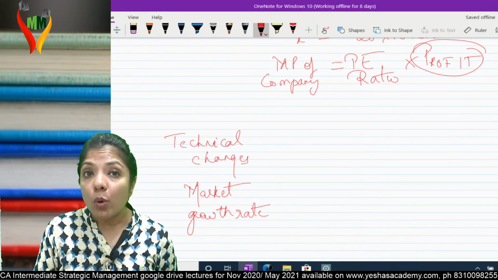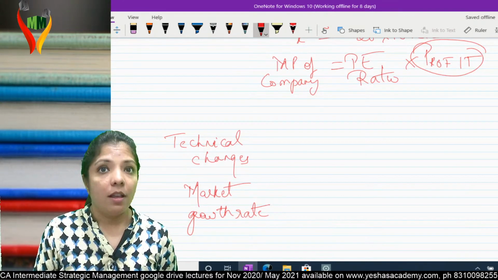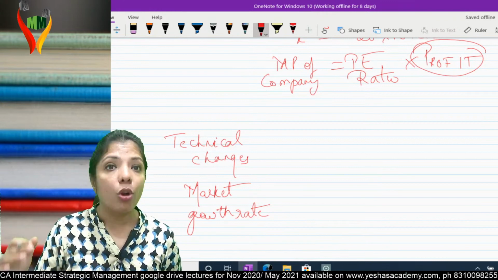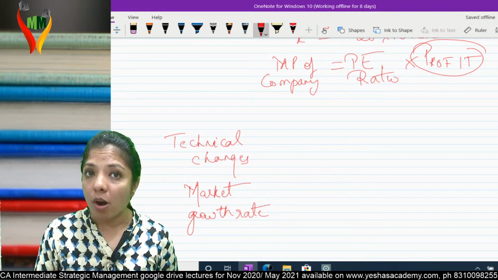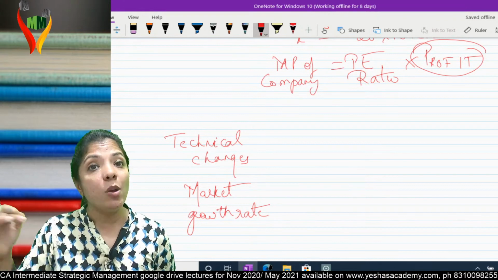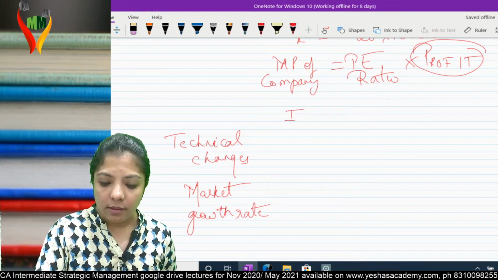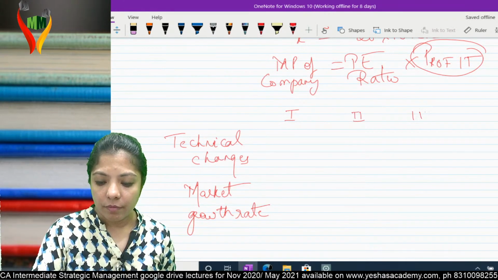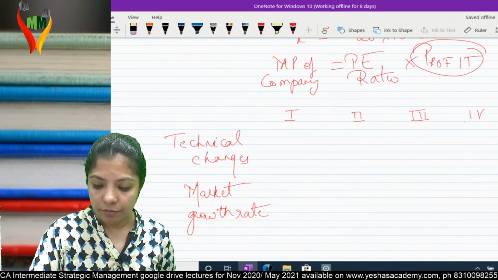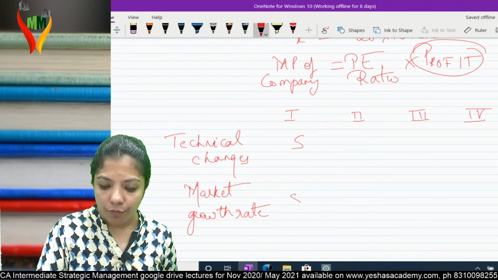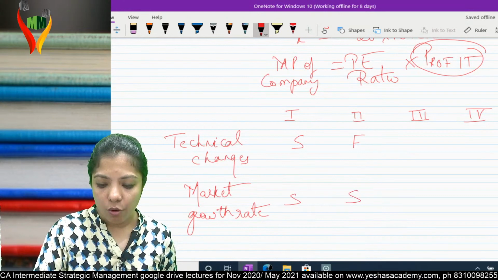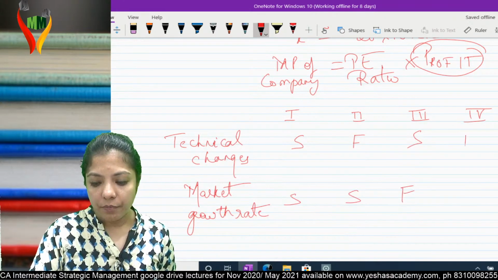Now, I don't know exactly what is going to happen. Is technology going to change very fast or not? Is demand there or not? I don't know. But I know what all can happen. There can be 4 scenarios: both are slow, fast-slow, slow-fast, both are fast.